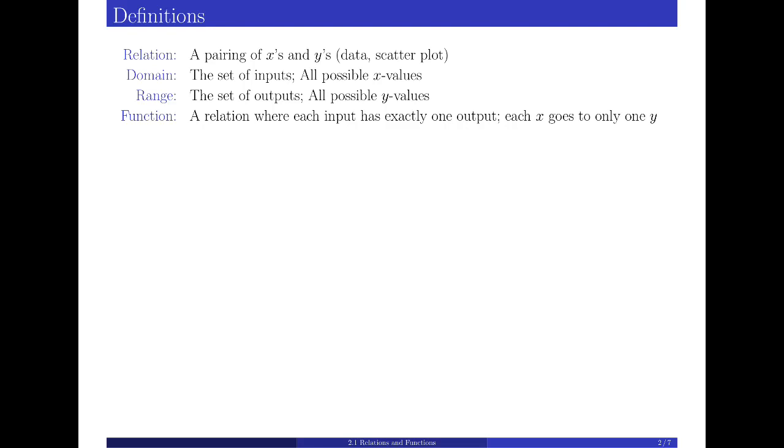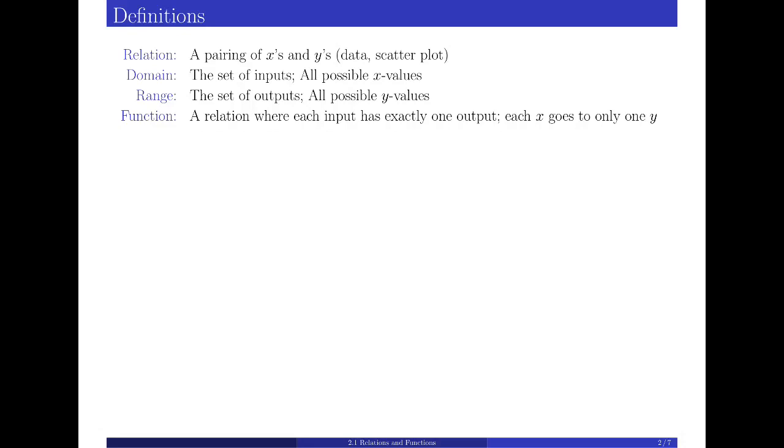A relation is just any pairing of x's and y's. So if you take in any data, if you take people's height and weight and pair that, that's a relation. It's a pairing of any two values. Any sort of data, scatter plot, any way that you could get two numbers paired.